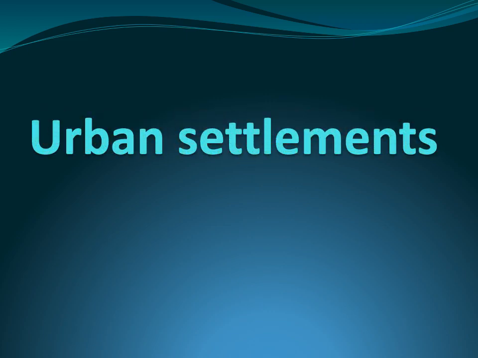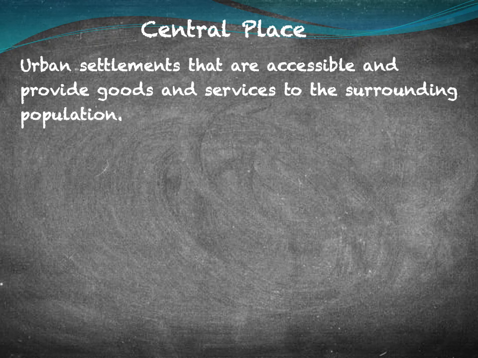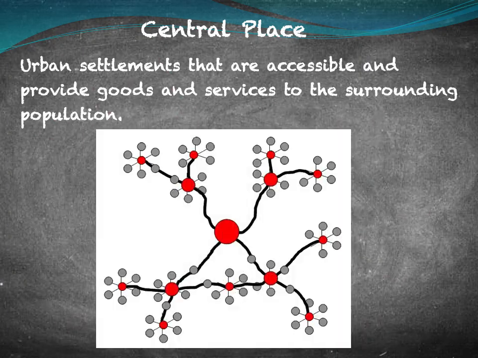Let's now look at urban settlements. And when we think about urban settlements, most urban settlements tend to be central places. Now, what is a central place? A central place is an urban settlement that is accessible, people can get to it, and provides goods and services to the surrounding population. So when you look at this graphic here, you see the central places are the red towns. They provide goods and services to the surrounding towns, which would be those little gray towns.